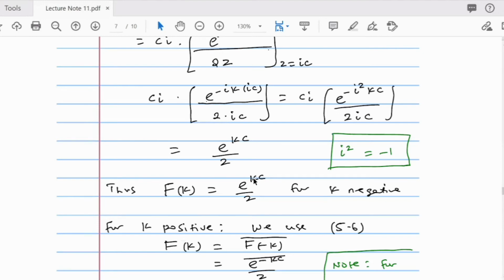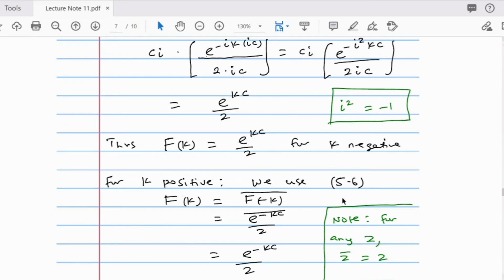So this is a case in which our k is positive. What we want to do is handle all k: k positive, k negative, and k zero. For k that is positive, you are going to make use of your 5.6. You just get the conjugate of this. This is for the case in which k is negative. For the case in which k is positive, you just take the conjugate of this using 5.6.